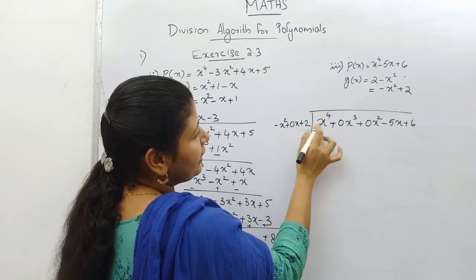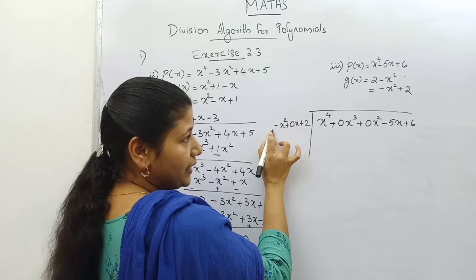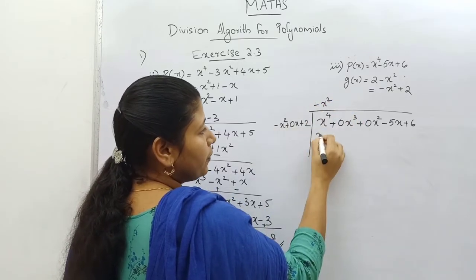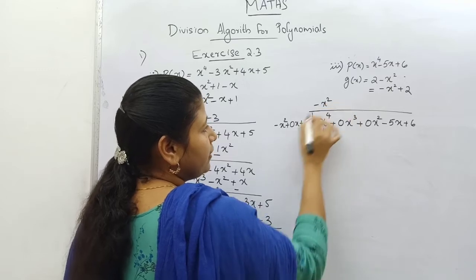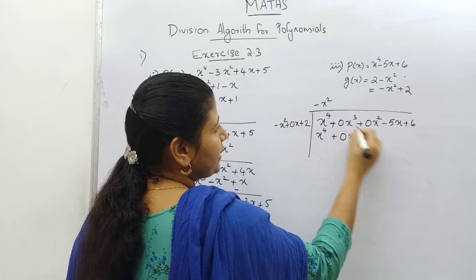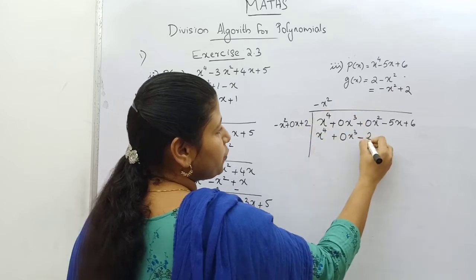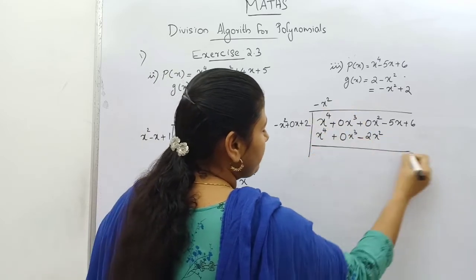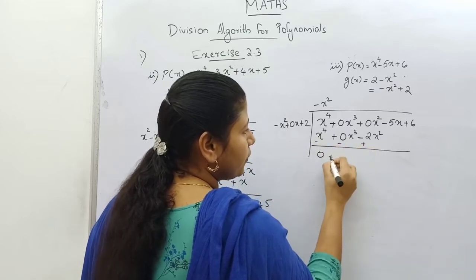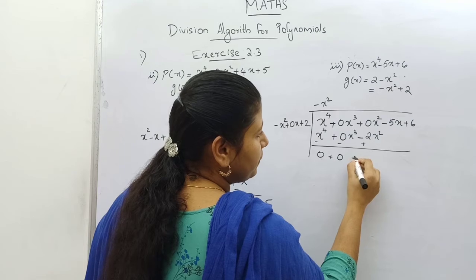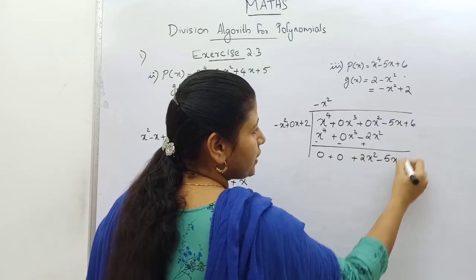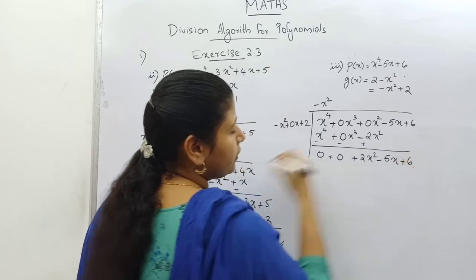And then multiply. Here we need x raised to 4. No negative is needed, so just multiply with negative x square. Then you will get positive x raised to 4. Then it will be 0x cube, minus x square into 2 is minus 2x square. Subtract by changing the sign. This is 0 and here also 0. Here you will get plus 2x square. And minus 5x we need and plus 6 also we need. Okay.